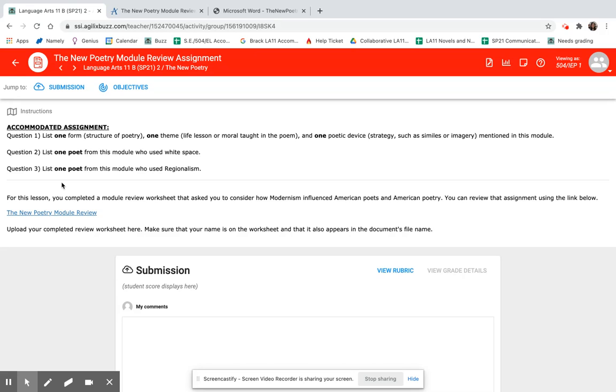And then the last 2 questions I'll explain very quickly. In question 2, all you need to do is list one poet from this module who used white space. Now, white space is just what it sounds like. It is the white space in between the lines of the poem. White space often is used to help slow down or speed up our pacing as we are reading a poem. So you might look back to the lesson that talks about imagism. That might help you identify one poet who used white space.